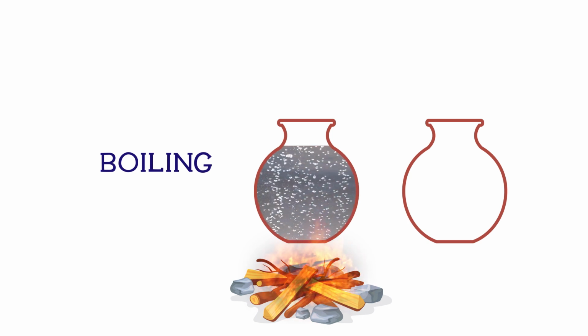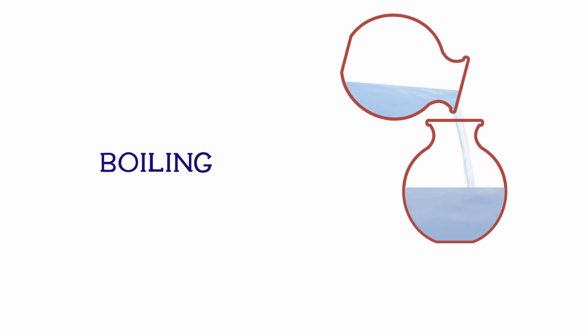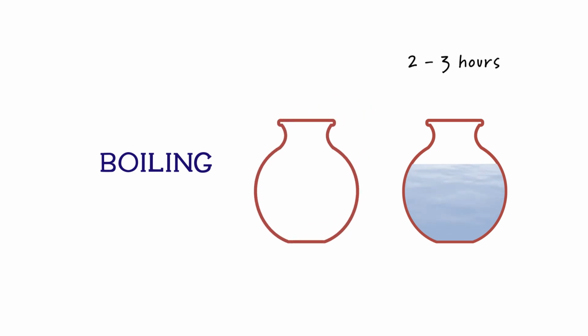Water should be boiled for at least 1 minute and as long as 3 minutes. If you do not like how boiled water tastes, you can improve the taste by pouring the boiled water from one container to another and letting it rest for a few hours. You can also add a pinch of salt to each liter of boiled water to improve the taste.